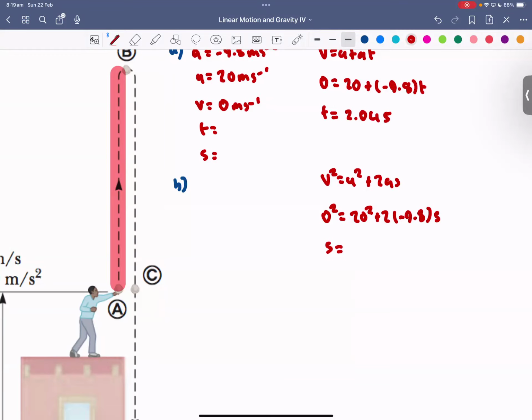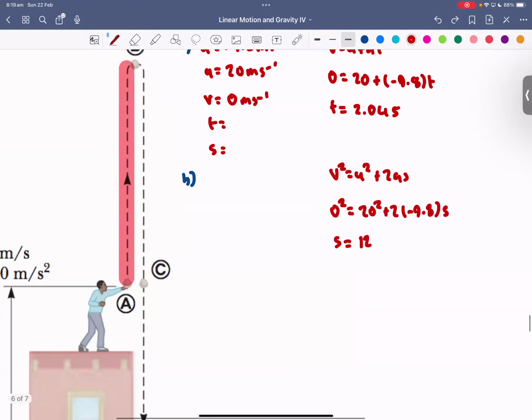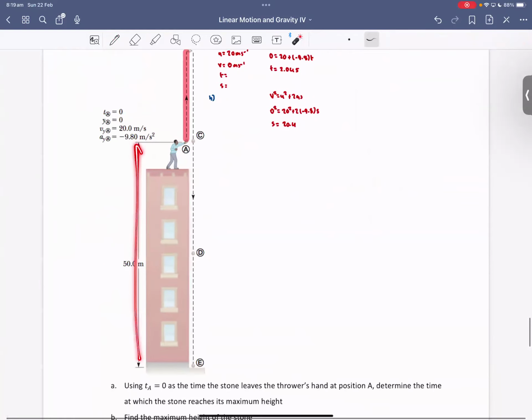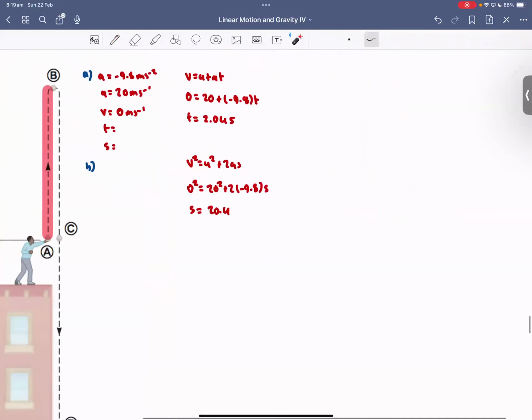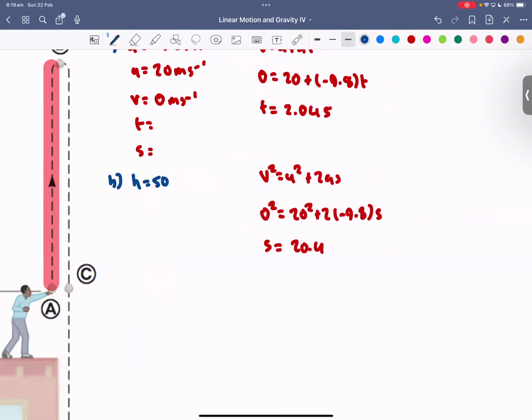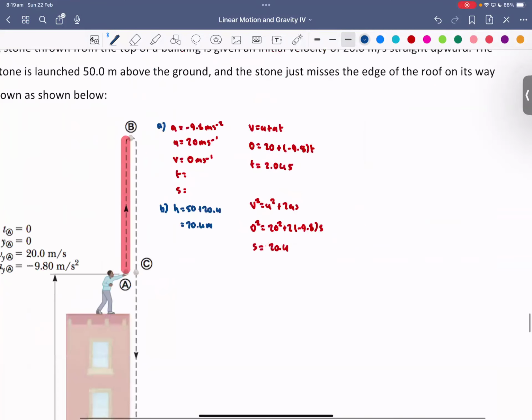So what's S? 20.4. All righty. And then, yes, but the question doesn't want the displacement. The question wants the maximum height of the stone. So to get the maximum height, you've got to add the 50 meters. So the maximum height of the stone is the original 50 meters plus the 20.4. So the answer is 70.4 meters is the maximum height. Very, very, very common question.